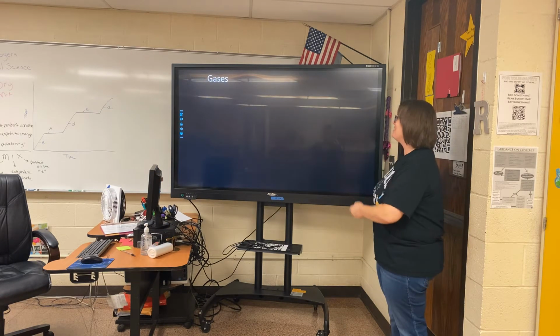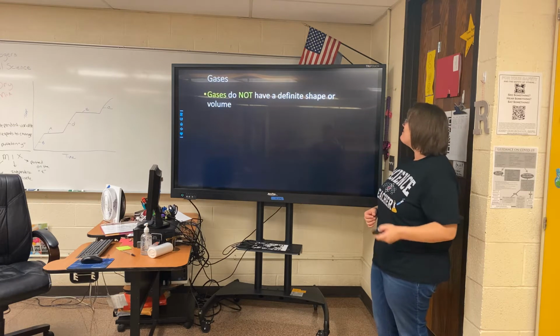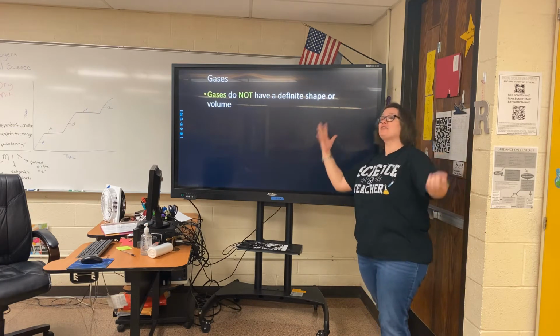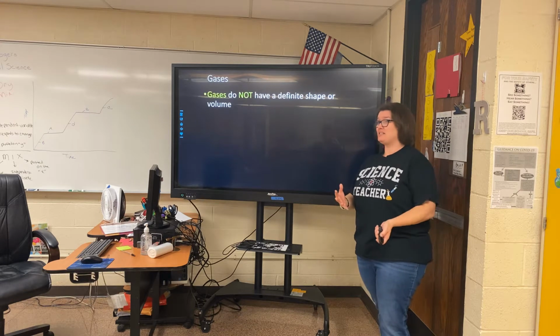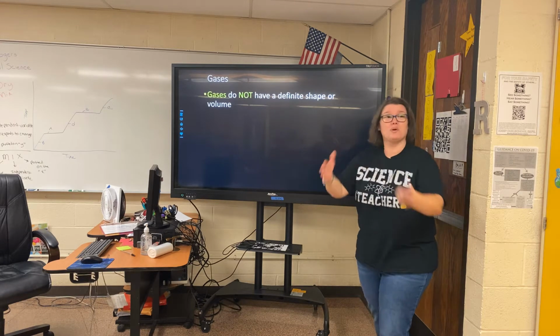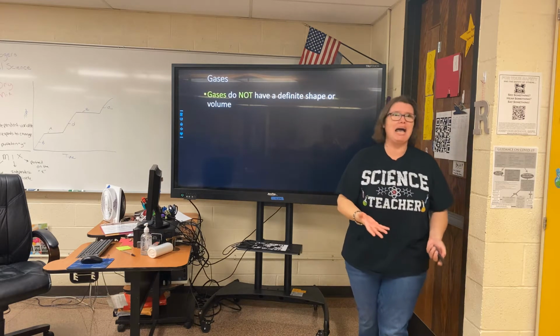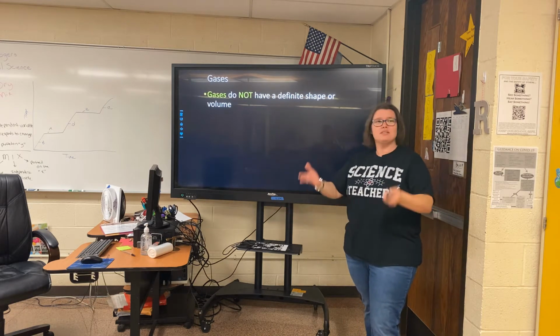Gases. Gases are fun to talk about. Gases do not have a definite shape or volume. They basically take up whatever container space that they have. If the gas is inside of a small square container, it's going to take the shape of that small square container. If it's inside of a tire, like your parents drive with their car, it's going to take the shape of the tire.